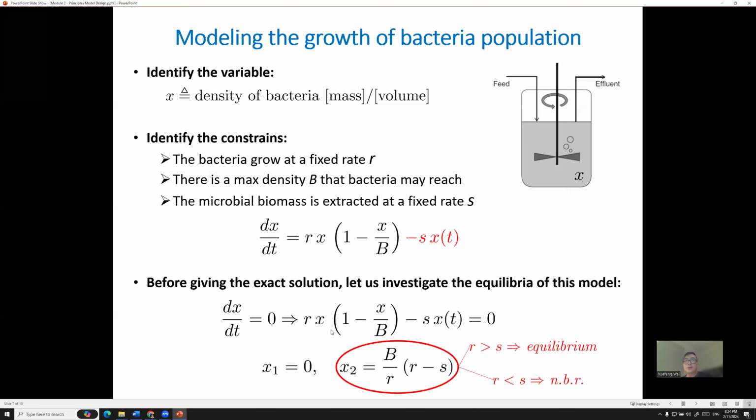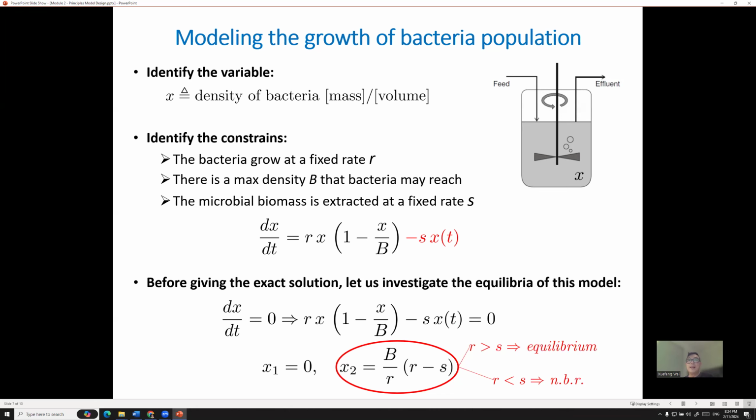So for x2, you can see that if R, which is the production rate or growth rate of the bacteria, is bigger than S, which is the extraction rate or efflux rate, then x2 is positive. Therefore, we can expect that the bioreactor can settle at a steady state production of biomass or bacteria with constant density at x2.